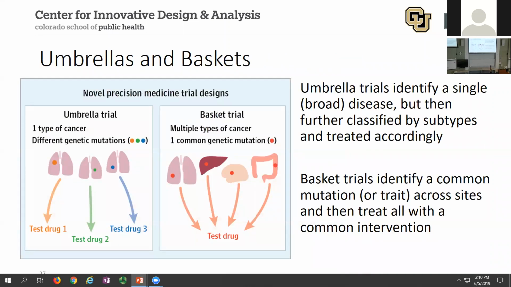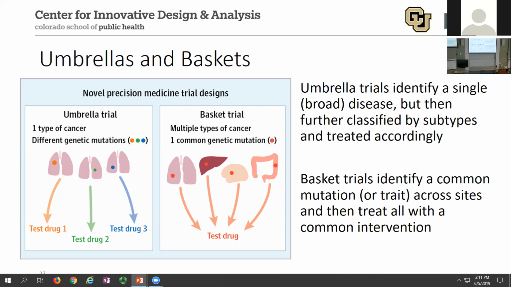So I think there's some nice graphics that help to illustrate what these designs really are getting at or mean. So we see for an umbrella trial, we're looking in this example at lung cancer as our one type of cancer. We're going to assume that we've looked at genetic mutations for the tumors, and we think that actually different genetic mutations might be better addressed by different targeted therapies. And so in this case here, we see that we'll give the orange mutation, test drug 1, people who have a green mutation, test drug 2, and people who have the blue mutation will qualify for this test drug 3 to try and really target for that individual what might be most efficacious.